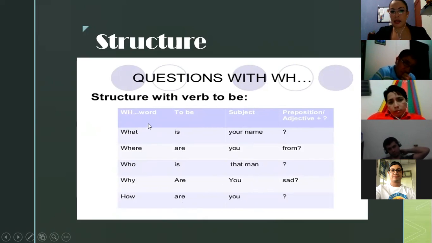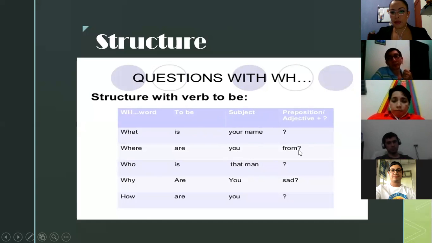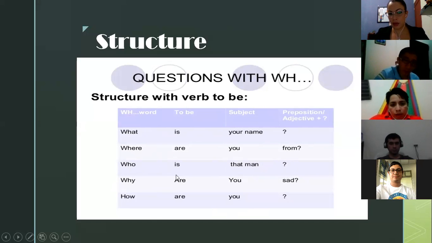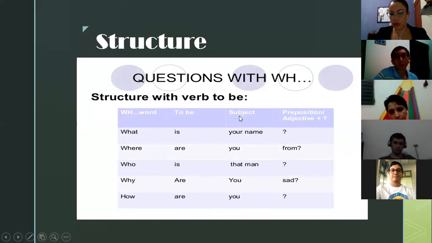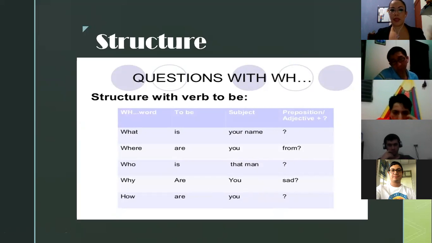Y tenemos algunos ejemplos aquí siguiendo la estructura. What is your name? Where are you from? Who is that man? That man is the subject. And at the end, the question mark. Why is the WH word, are, verb to be, you, subject, complement, sad. Why are you sad? How? Verb to be, are, subject, you, and no complement, question mark at the end. How are you? So those are some examples with the structure in questions with the verb to be, WH questions with the verb to be.